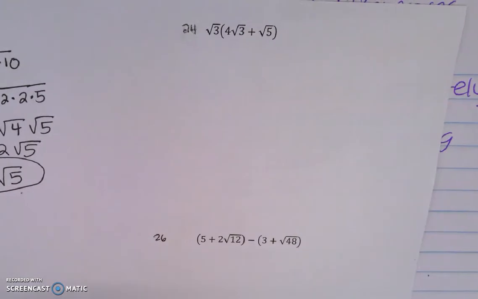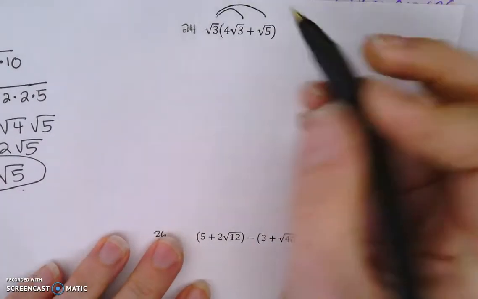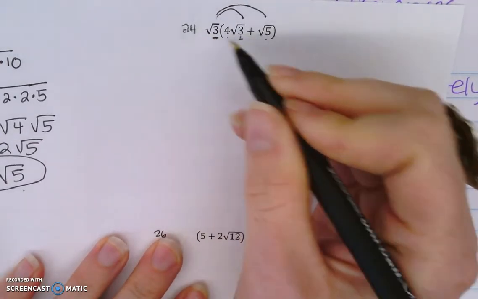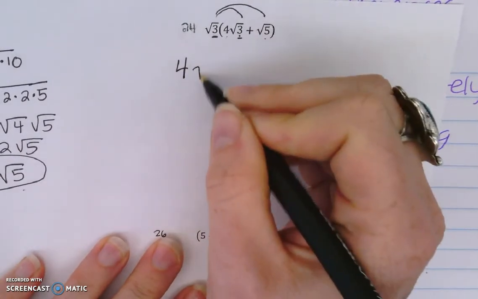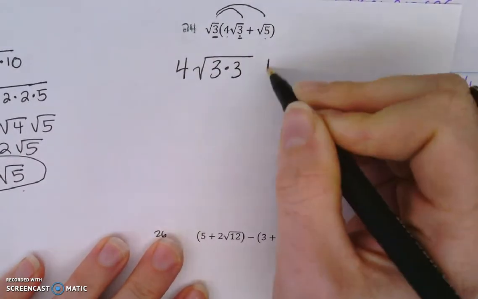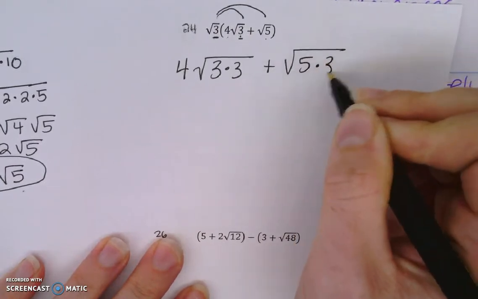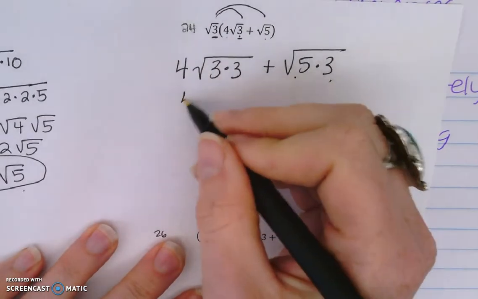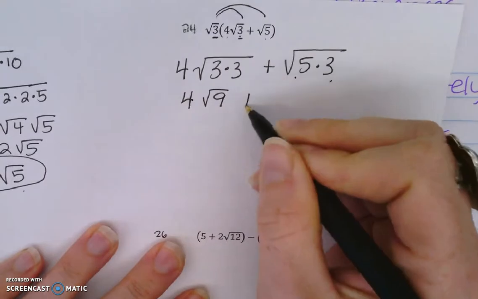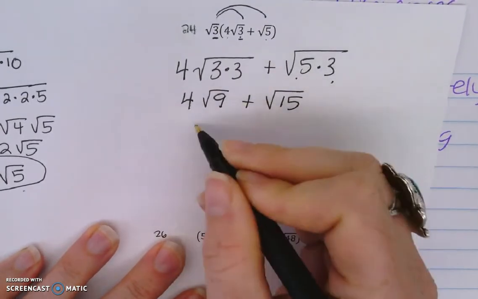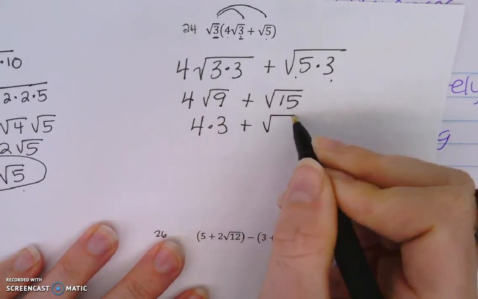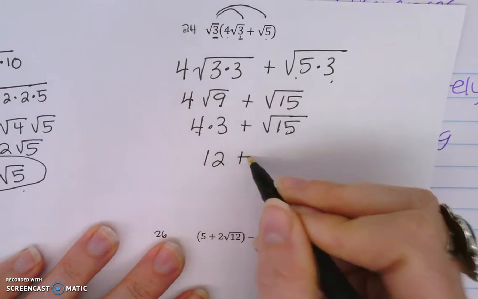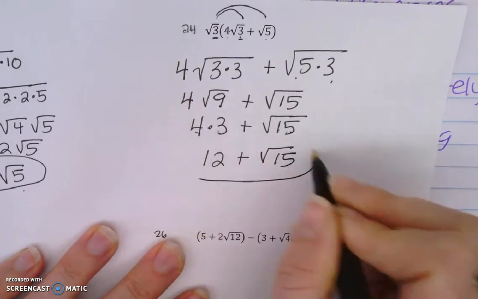Taking a look at number 24. Again, I'm going to distribute radical 3 to 4 radical 3 and radical 5. I can only multiply numbers on the inside of the radical by numbers on the inside. So I get 4, and then I'll have 3 times 3 plus 5 times 3. I cannot break down 5 and 3 anymore. They're prime numbers. So I know that this is 4 times square root of 9 plus square root of 15. Square root of 9 is 3, so 4 times 3 plus square root of 15, which I cannot simplify anymore, and 4 times 3 is 12. So this ends up being 12 plus the square root of 15.